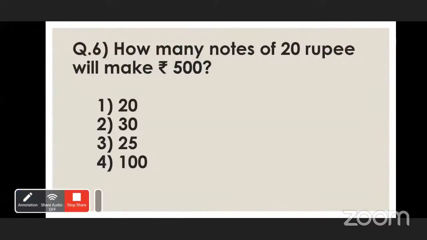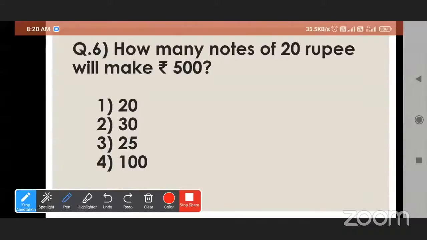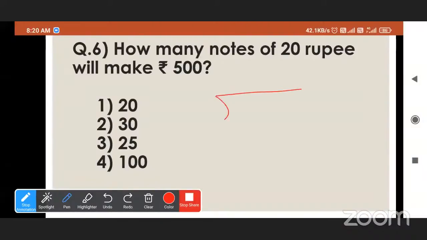Okay, read question number 6. How many notes of 20 rupees will make 500? Can you tell me the answer? 20 multiplied by 500? We have to do multiplication or division? Division, yes. We have to divide 500 by 20.